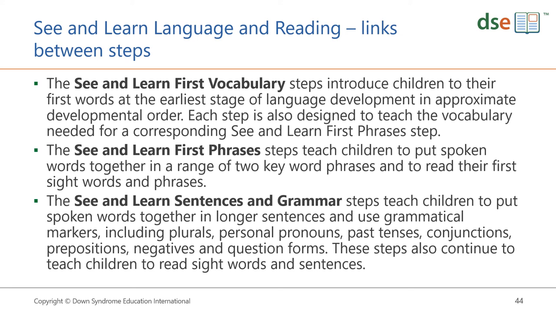Similarly, First Vocabulary 2 will link to First Phrases 2. We should build on the vocabulary from Vocabulary 2 in developing First Phrases 2. Similarly, First Phrases 3 will draw vocabulary from First Vocabulary 3. And then when we step on into See and Learn Sentences and Grammar, we will continue with these links. Sentences and Grammar 1 draws on what's learned in First Phrases 1. And so on. Sentences and Grammar 2 draws on First Phrases 2. Sentences and Grammar 3 draws on First Phrases 3.